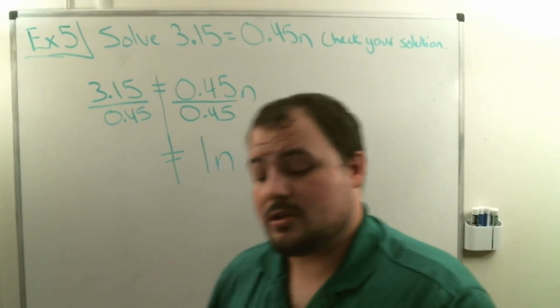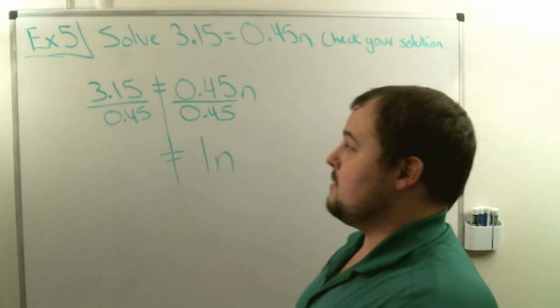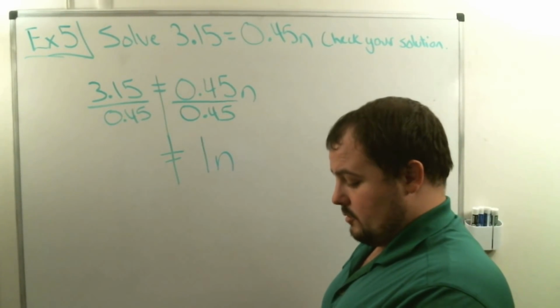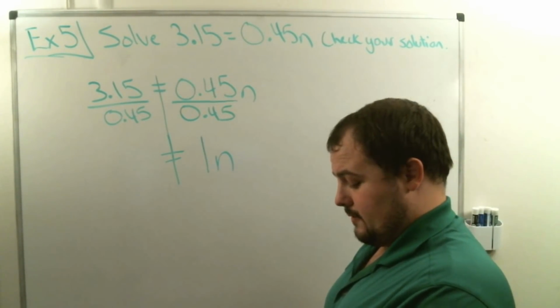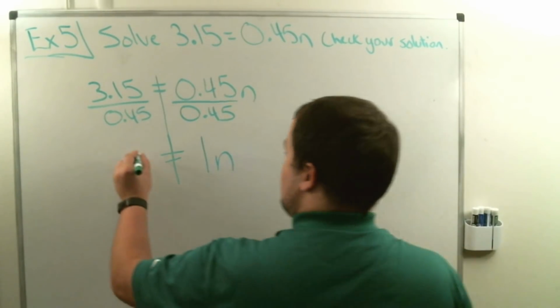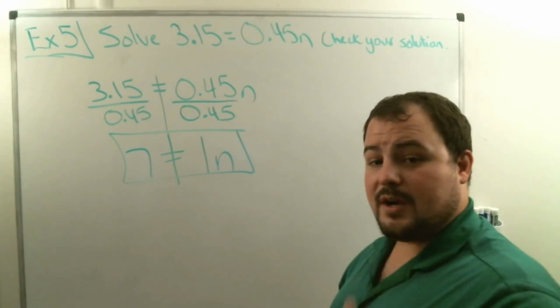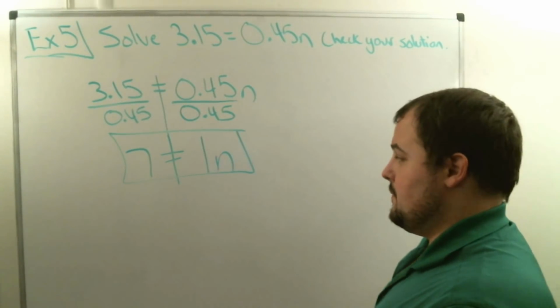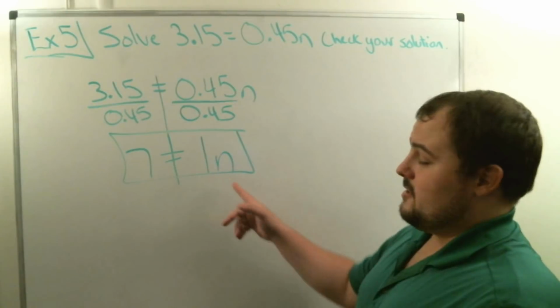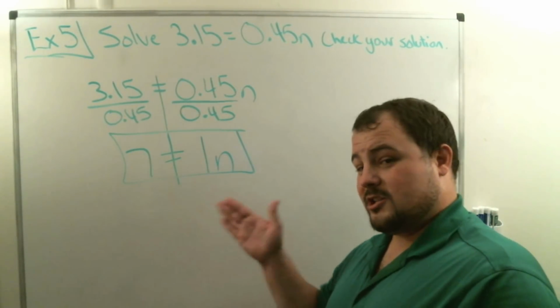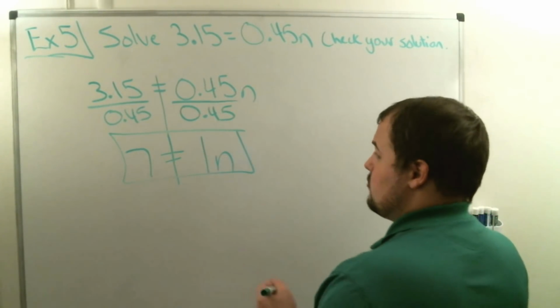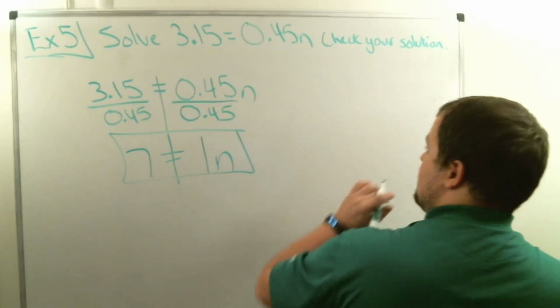Now in this case, I'm going to go ahead and use a calculator to solve this problem. So 3.15 divided by 0.45, and I get 7. So my letter n should equal, or my variable n should equal 7. Because 1 times anything is that same number. 1 times n, still n. So n equals 7.